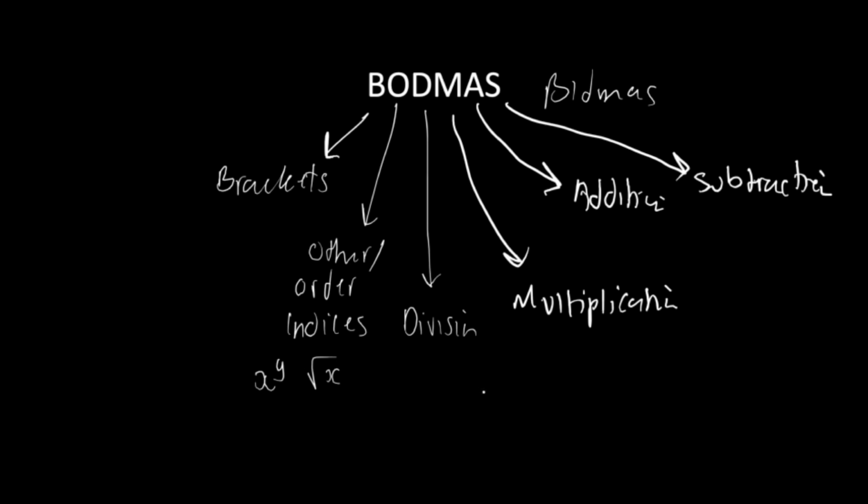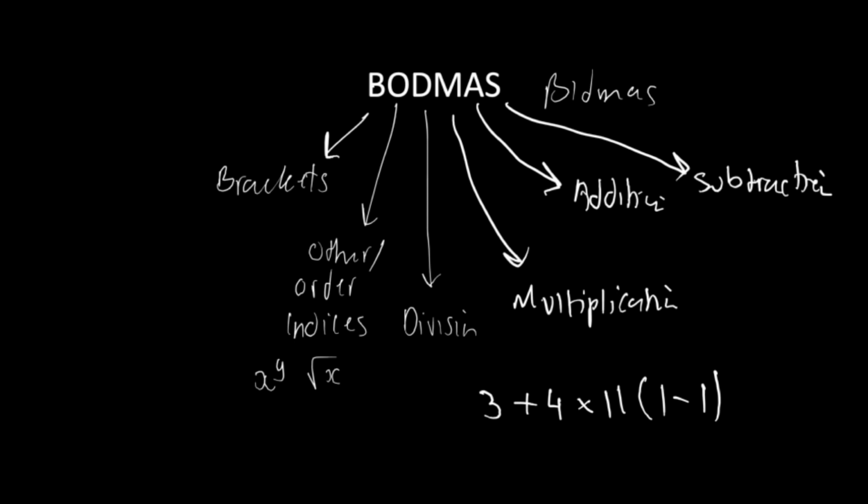Let's say you have a problem like this. So you have 3 plus 4 times 11 bracket 1 minus 1. Okay, now when you have a problem like this, without using BODMAS, it can give you different answers. But using BODMAS, we can get one answer.